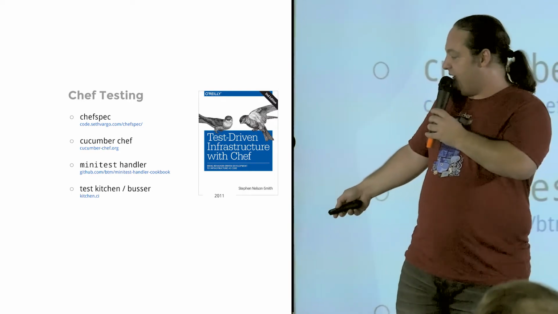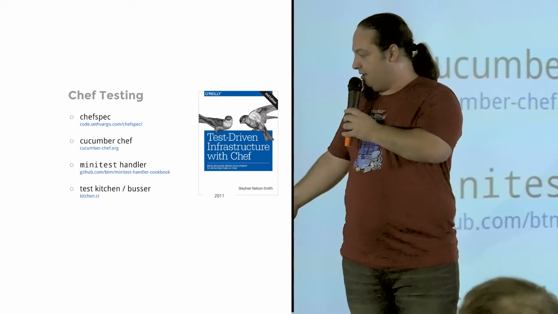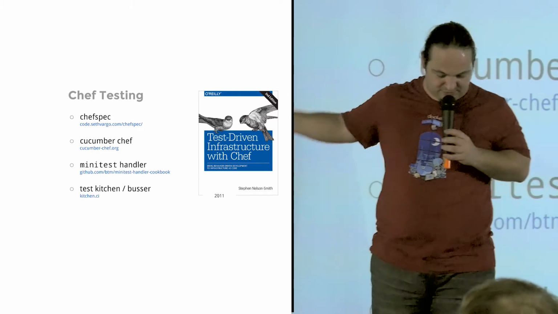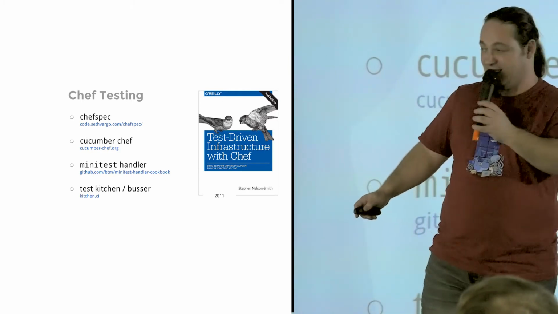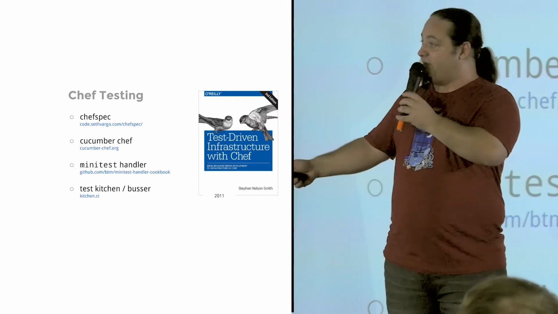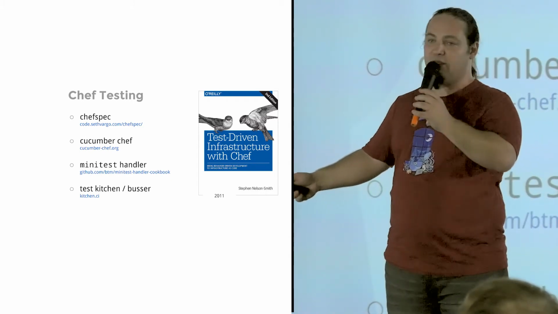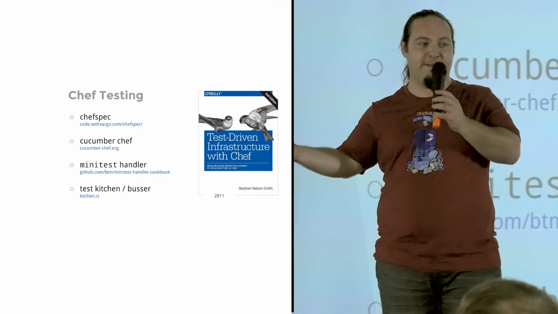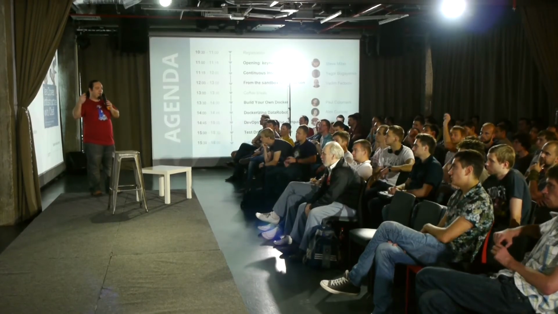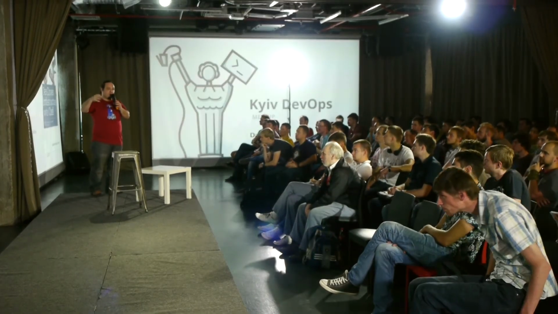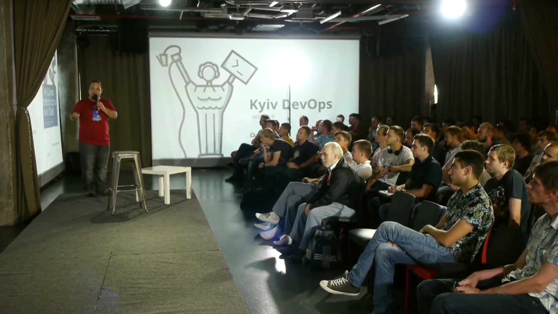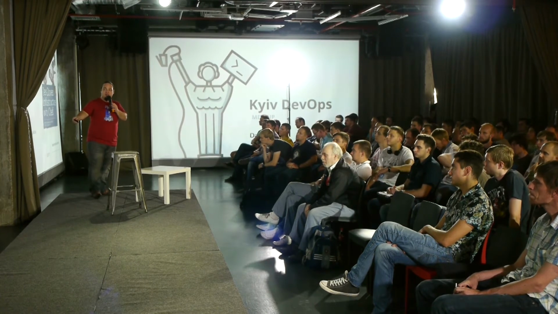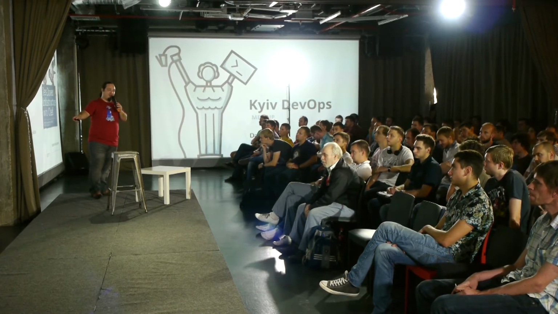There's a book written by a great guy from the UK who just quit this field because he was fed up with all the people who don't want to write tests, I guess. And he wrote Cucumber Chef. Anybody know Cucumber? Some people? It's a very textual, human-readable way of writing tests. It's very verbose as well. I'll show an example. There's also ChefSpec, which checks that Chef actually does what you want it to do.